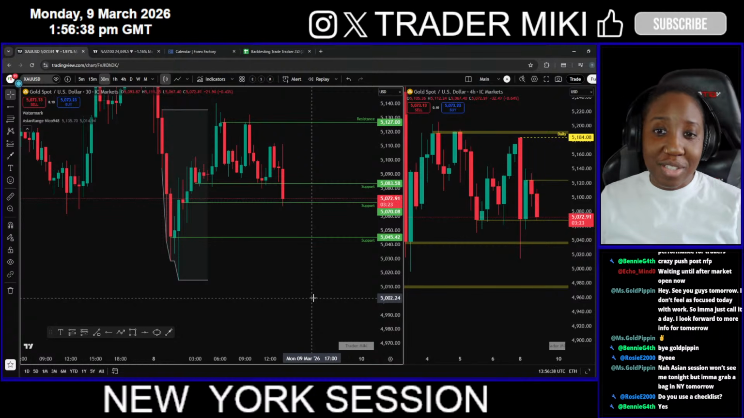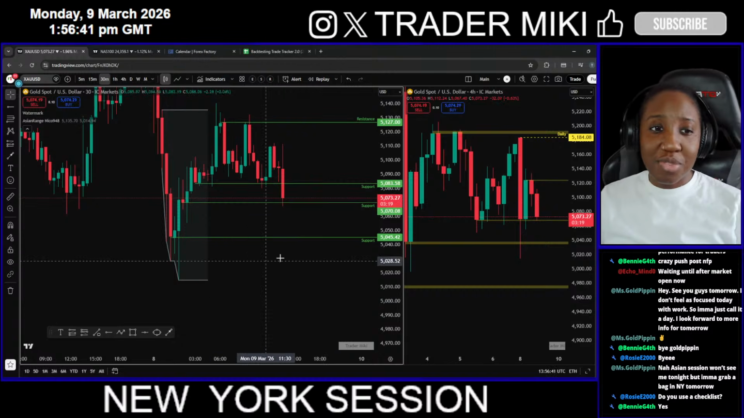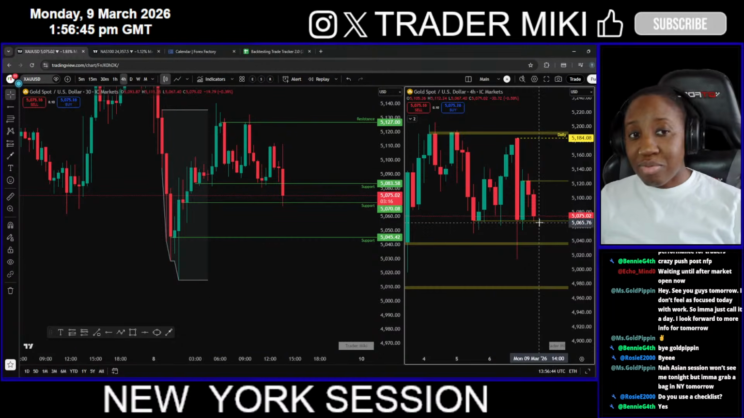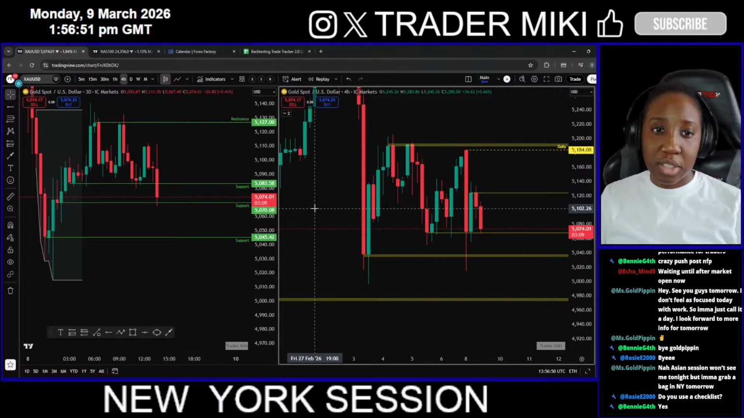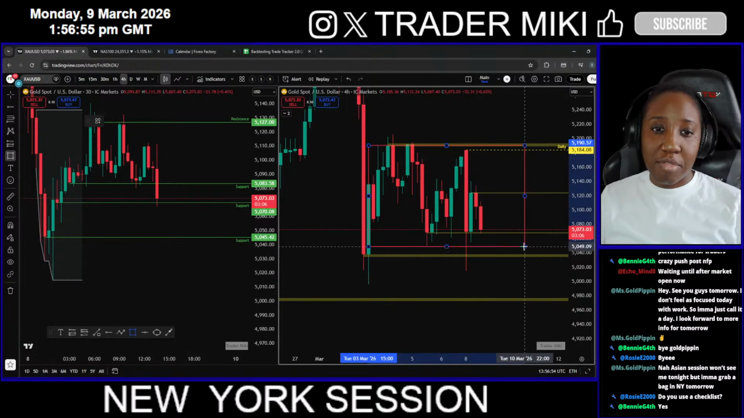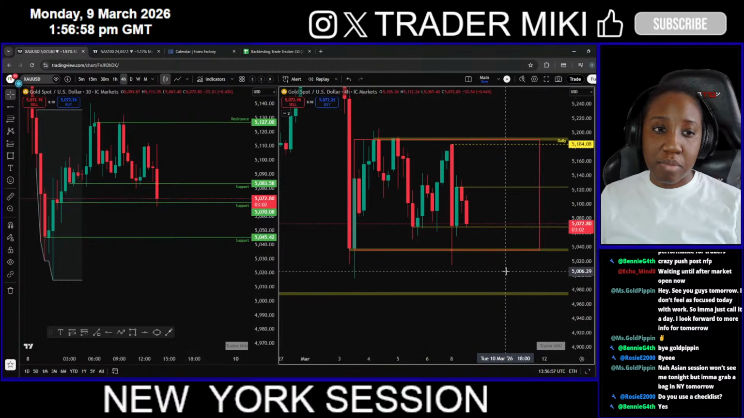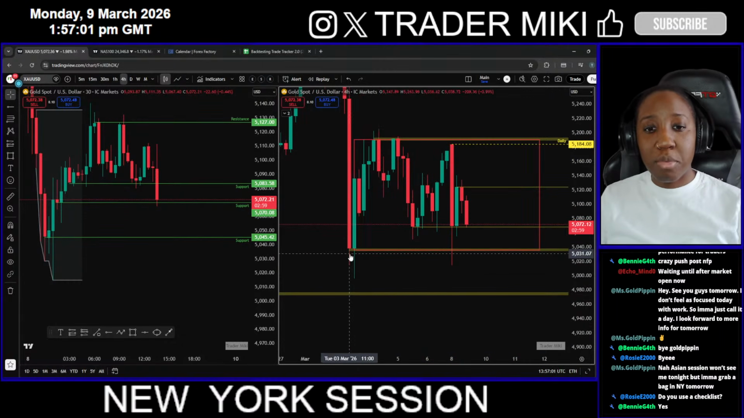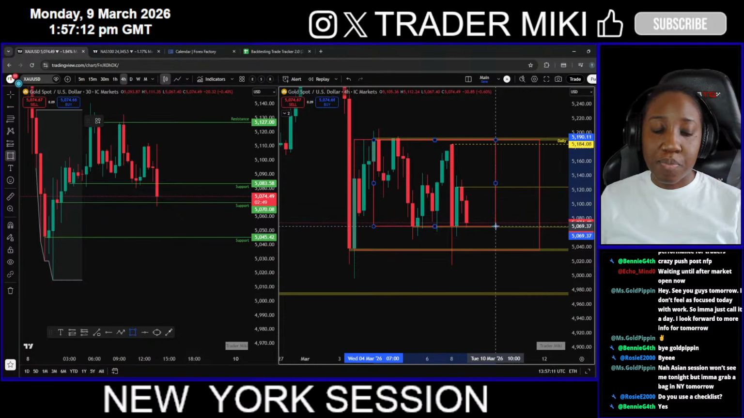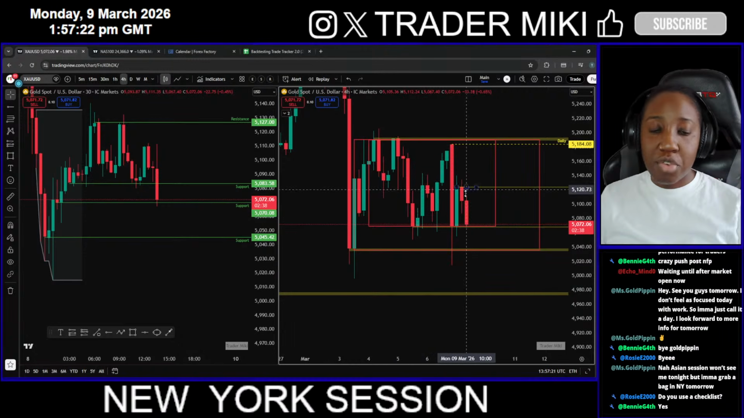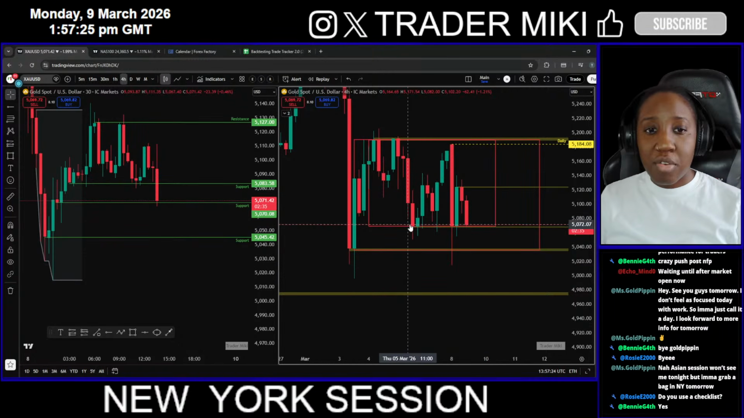Now, if this support here holds, this 4-hour support. This is a big range on a 4-hour. So I have the range like this. So really we could come down to the bottom of this range and then bounce from here, but we could hold a bit higher up. I've had quite a few retests from this area, a few bounces.